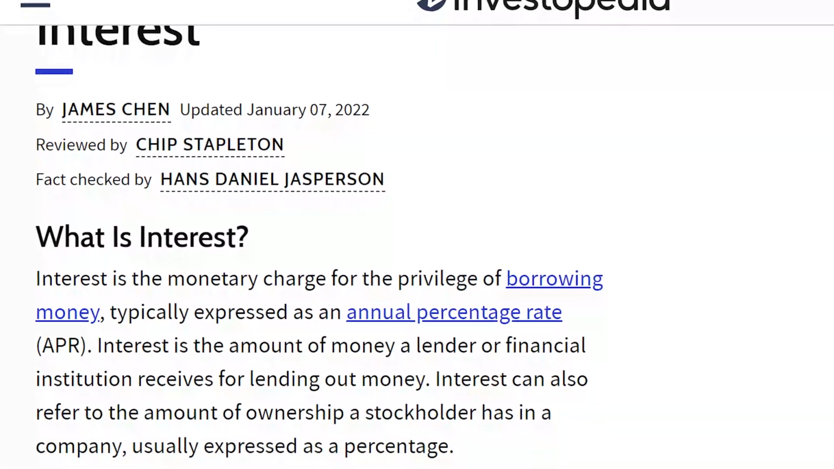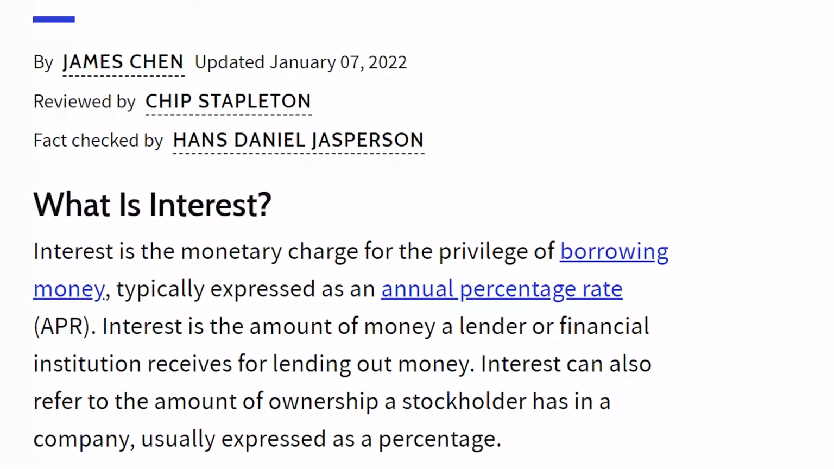For those who don't know, interest can be defined as the amount of money added on to the original amount that you borrow, or it's the amount of money that you make from an investment. Generally, interest is expressed as a percentage per year, or APR, and we can make interest when we invest, and we'll have to pay interest when we borrow.